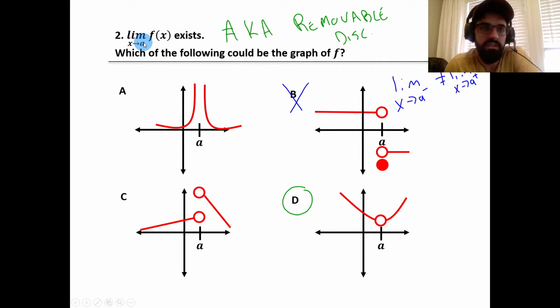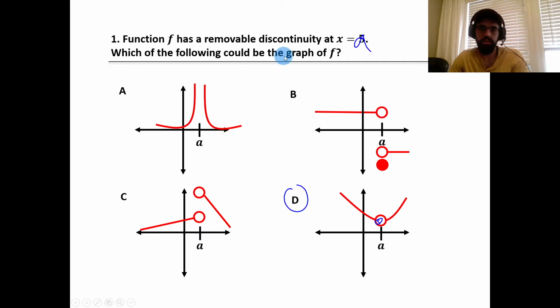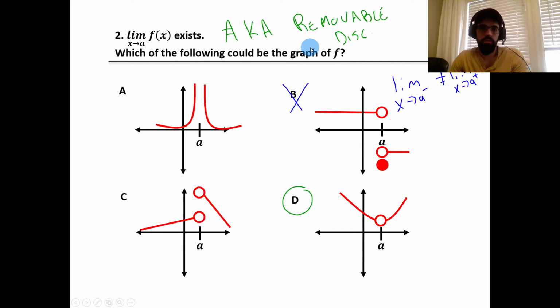The second question says, the limit as x approaches a of f of x exists. Which of the following could be the graph of f? So to say that the limit as x approaches a exists means that the left side and the right side limits have to be equal. And so that's another way of saying removable discontinuity. So this is really a different way of asking the exact same thing we're asking in question 1. So we're looking for the graph with this removable discontinuity, and that would still be graph D.